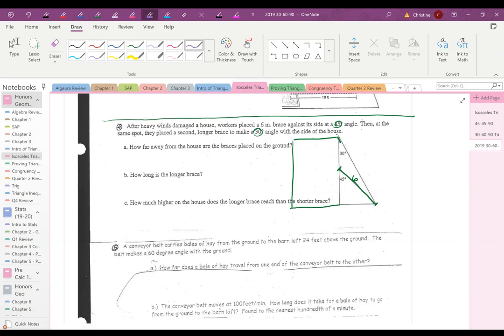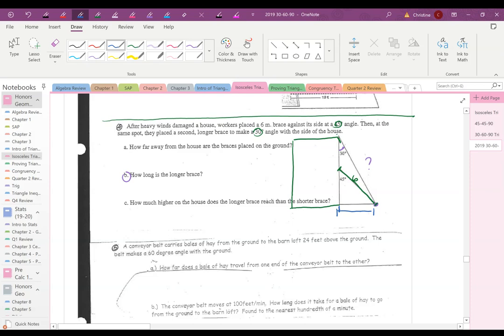Then at the same spot, so in the same spot in the ground, imagine that they just like hammered these into the ground here. They place a second longer brace, and it makes a 30-degree angle with the side of the house, but they don't tell us how long the longer brace is. That's question B. All right, so that's the first question. So now it wants to know, how far away from the house are the braces placed on the ground? So the ground is down here. This is the ground.